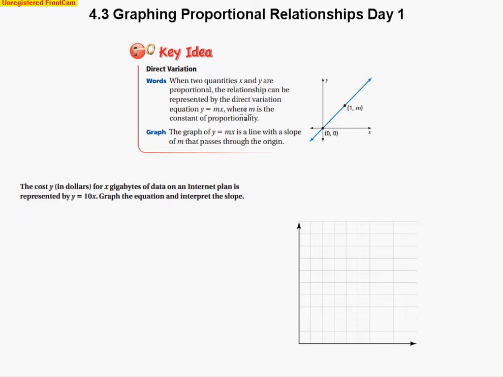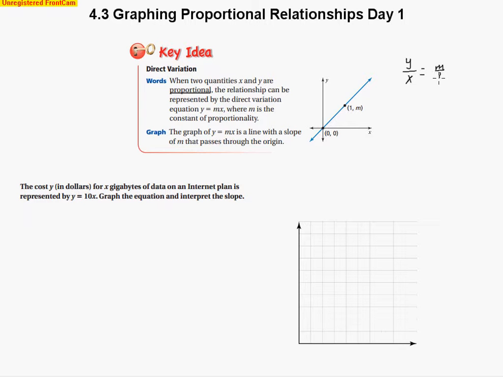Sometimes they end up using a different variable for m. They might use k in some books, but here they're using m, because m stands for slope, which is the typical variable we use. When they talk about x and y being proportional, basically what that means is if I took the x and y values and wrote them as a fraction like this, y over x, that would equal my m value, m over 1.